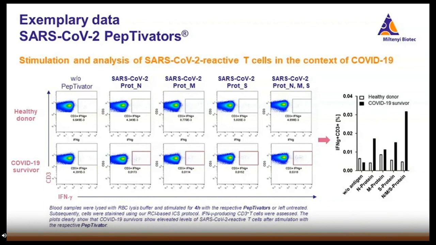The cells were then stained using an optimized intracellular staining protocol and our SARS-CoV-2 T cell flow panel. And here, antigen-specific activation was assessed by analyzing interferon gamma production by CD3 positive cells, and the plots clearly show that COVID-19 survivors present elevated levels of SARS-CoV-2 reactive T cells following the stimulation with one of the Tivators.